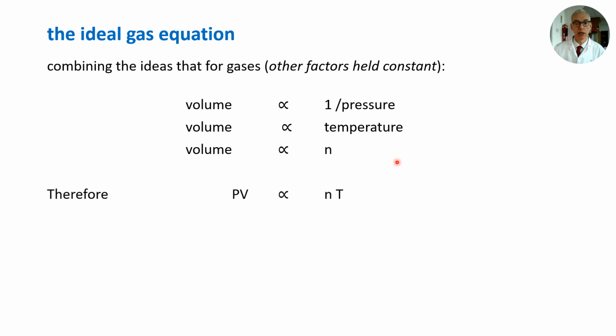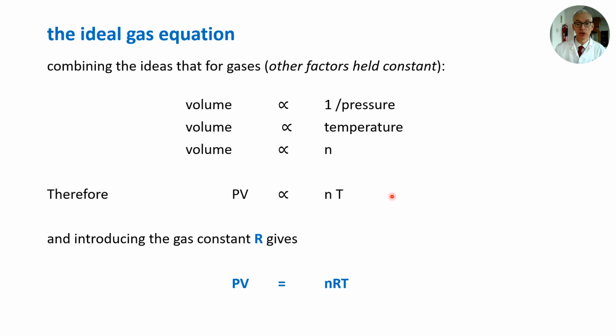Now if we combine those into a proportionality of PV is proportional to nT, so pressure times volume is proportional to the numbers of moles times temperature. If we introduce a gas constant R, then we get rid of the proportional sign and have an equal sign. PV equals nRT. You do not need to know anything about the derivation in OCR Chemistry A, simply that PV equals nRT, where P is pressure, V is volume, n is the numbers of moles, R is the universal gas constant, and T is the temperature.